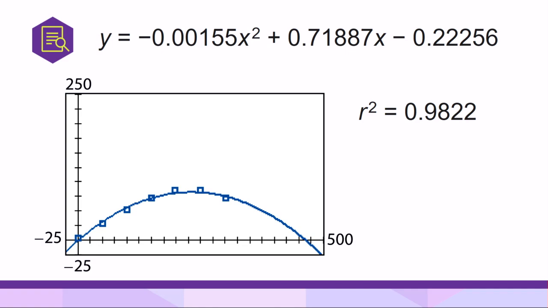The r-squared value is an impressively high 0.9855, which tells us that nearly 99% of the variation in height is explained by a variation in horizontal distance. The graph you see here also shows that every data point is very, very close to the parabola. So we can conclude that this quadratic regression equation is indeed a good model for the ball's path.